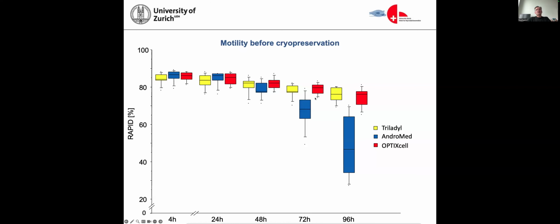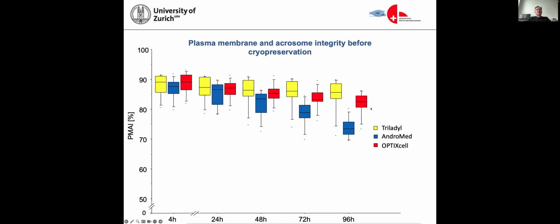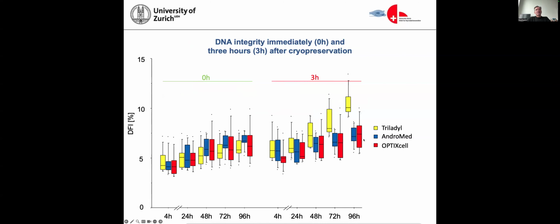But if we used the Andromed extender and waited for 72 hours, there was a decrease of the percentage of viable sperm in contrast to the Triladyl and Optixcell extenders before the cryopreservation. Here you see the effect on the plasma membrane integrity, also before the cryopreservation, is similar to the others.